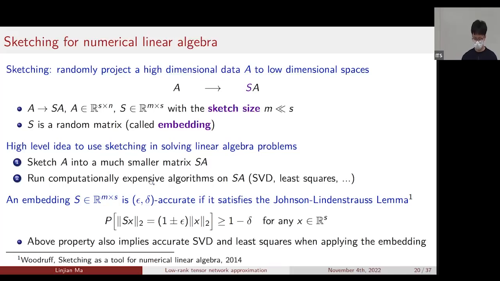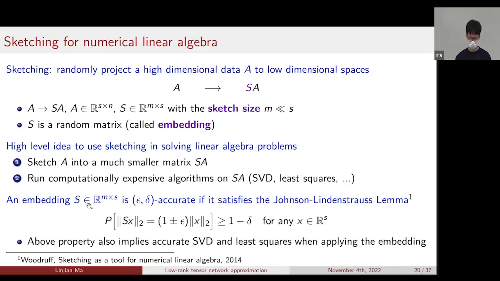And then for a lot of numerical linear algebra problems, we just run these computationally expensive algorithms on S times A. For example, we can do SVD. So this is actually just a randomized SVD algorithm. We can do least squares. So it's actually a sketched least squares problem. We hope that this sketching projects A into some low-dimensional space, so it's more computationally efficient, but we also hope that the output of the sketched solution can be close to the original solution so that it will be accurate.